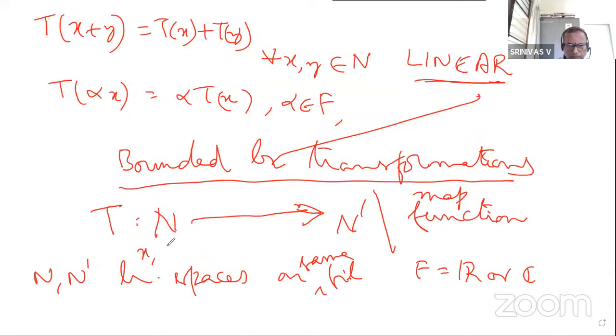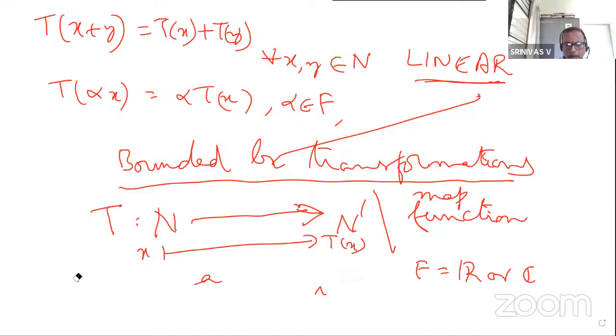X is mapped to T of X by the map T. X is taken to the image T of X by the map T. Similarly, Y is taken to the image T of Y by the map T. T takes Y to T of Y. This is T of Y.